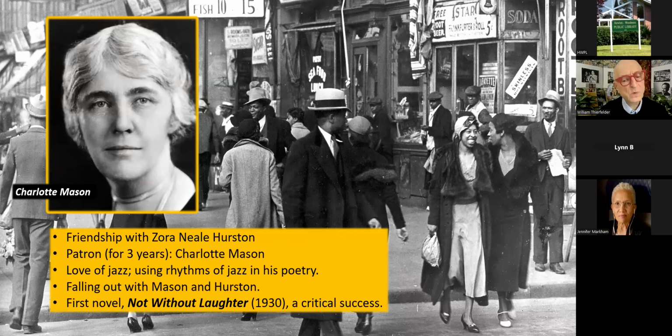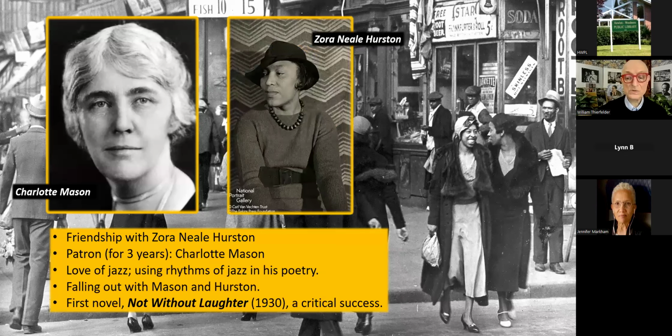But also the more that Hughes wrote, the more he mined his love of jazz, often using the rhythms of jazz in his poetry. Now, unfortunately, Hughes had a falling out with the often domineering Mrs. Mason and the sometimes manipulative Zora Neale Hurston. And he decided to forge his own way. He kind of parted with them and he went on his own way. But you know something? He thrived.